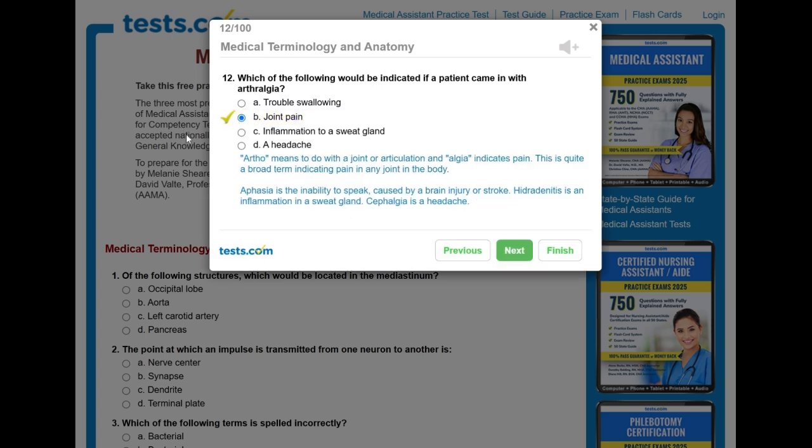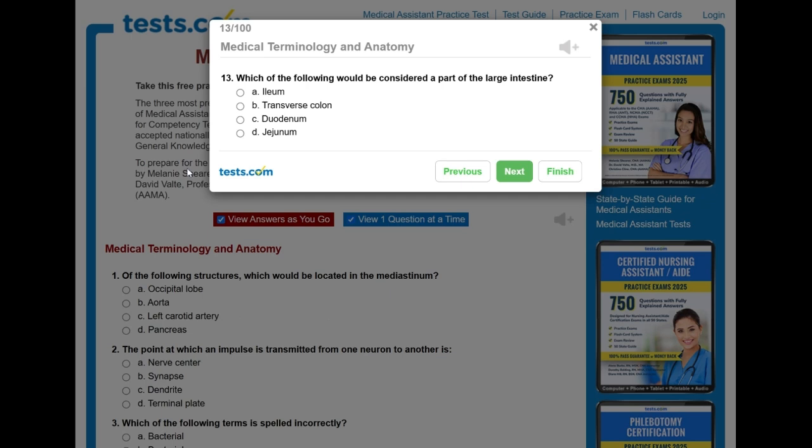B. Joint pain. Arthro means to do with a joint or articulation, and algia indicates pain. This is quite a broad term indicating pain in any joint in the body. Aphasia is the inability to speak caused by a brain injury or stroke. Hidradenitis is an inflammation in a sweat gland. Cephalgia is a headache.